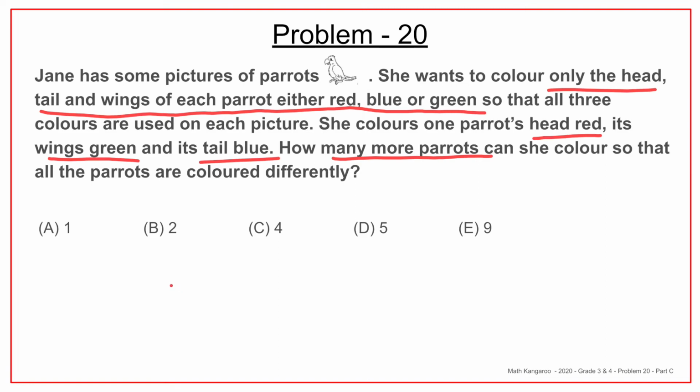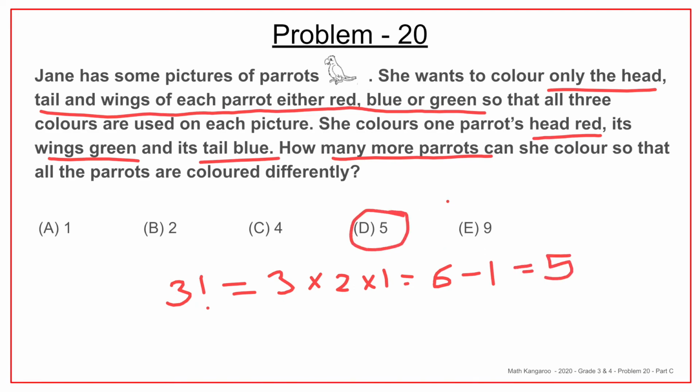So we have three permutations that can be formed, which is 3 times 2 times 1, giving us 6. Jane has already done one color, so we subtract 1, and we get 5, and we got answer D.